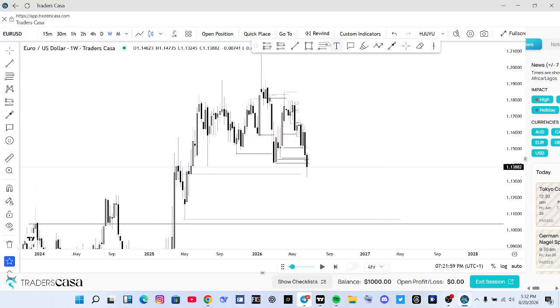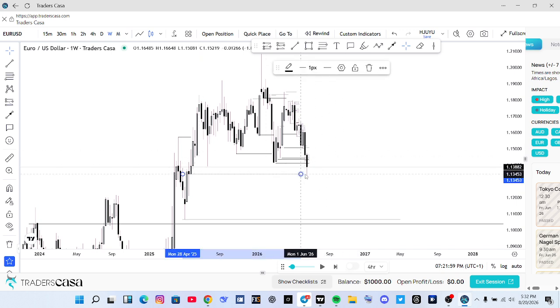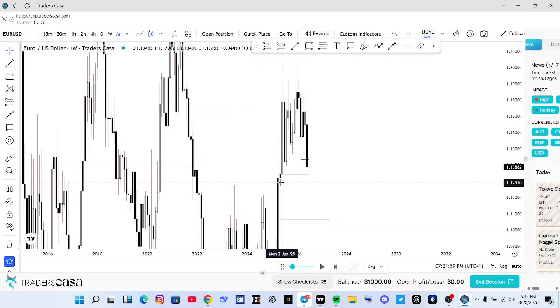On a weekly time frame, this zone here is a break of structure, or let's say an internal break of structure. So now currently price is coming from this zone here. This zone here is a monthly key level. Look at it, it's an OCL.